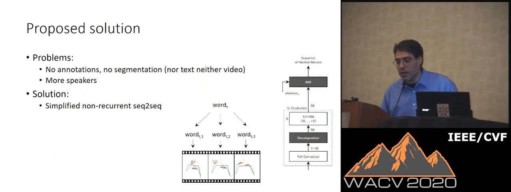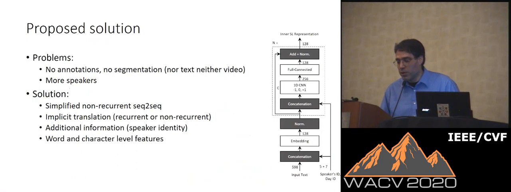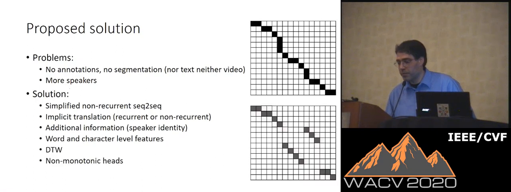Our presented solution has two parts. The first part is a simplified non-recurrent differentiable layer that decomposes words and allows us to produce a sequence of poses. The second part is a neural network-based translator. We train both parts together. We tried to respect the diversity of speakers utilizing additional information that includes speaker identities. Because the Czech language is a highly inflectional language, we also try to utilize character-level features.